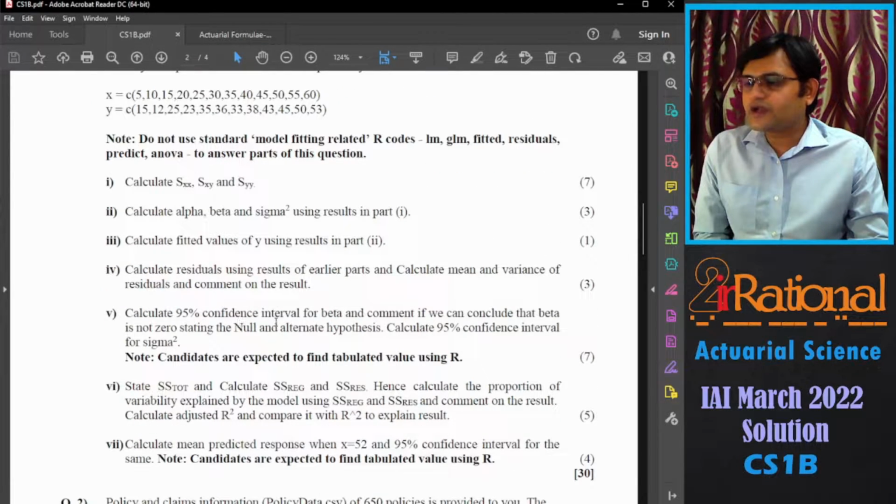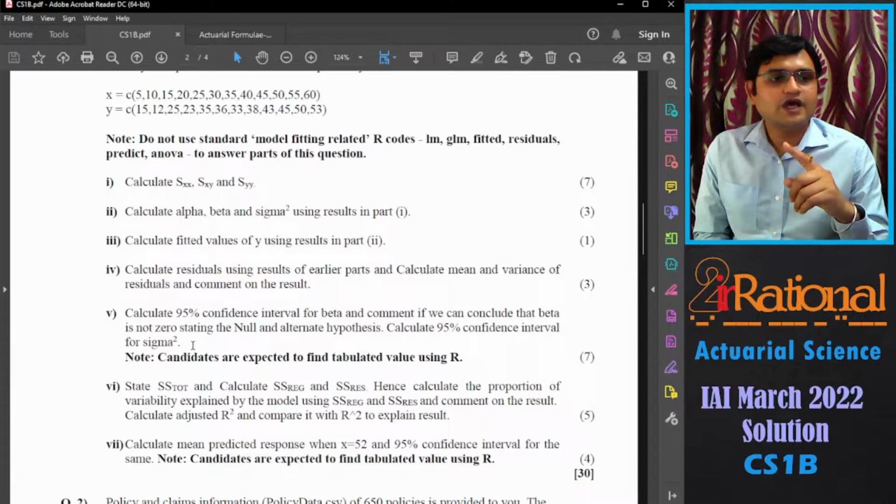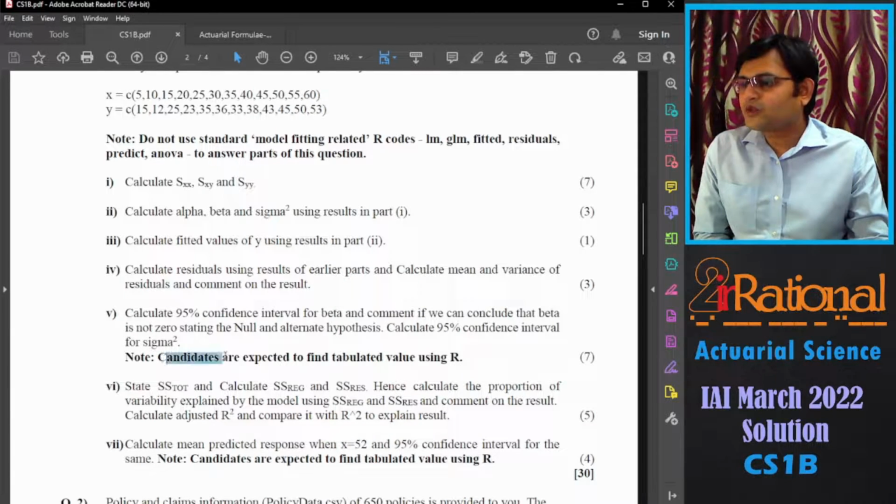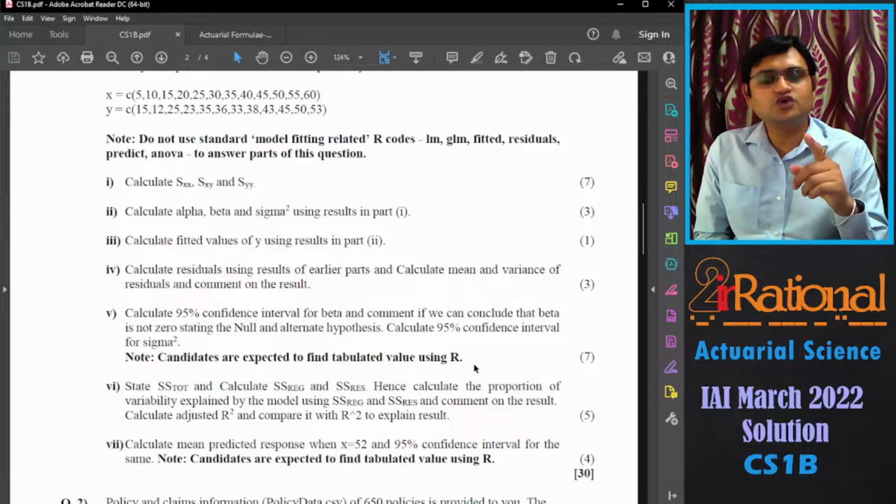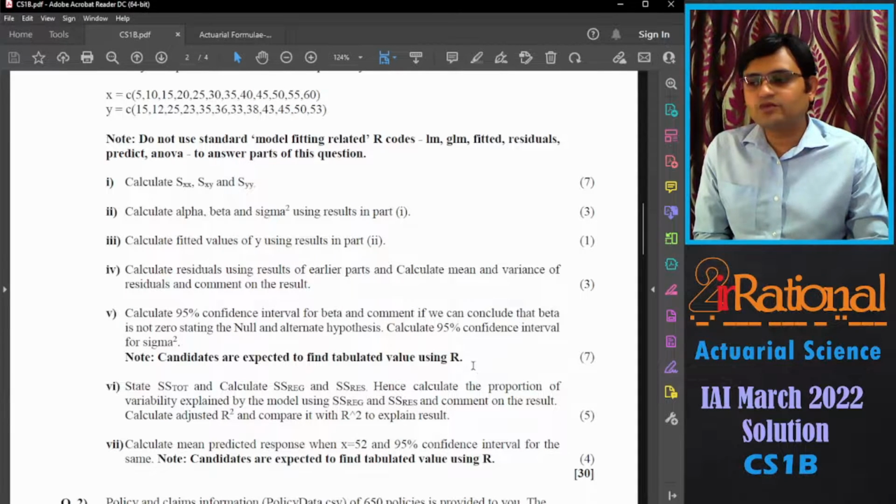Fifth part, calculate 95% confidence interval for beta and comment if we can conclude that beta is not 0, stating the null and the alternate hypothesis. Calculate 95% confidence interval for sigma square. So again, these two we cannot do from the usual R codes. We will have to use again the concepts of Paper A. Note, candidates are expected to find the tabulated value using R. So we are not allowed to use the tabulated value from our formula table book. We have to calculate them. That means our t values or z values or whatever values, we should calculate from R.